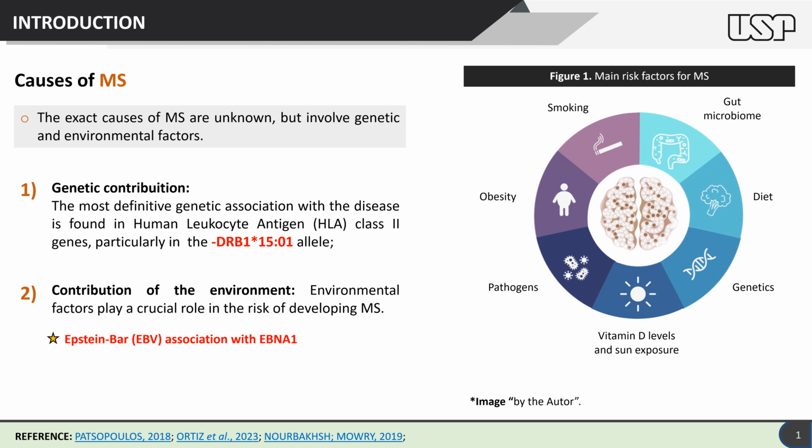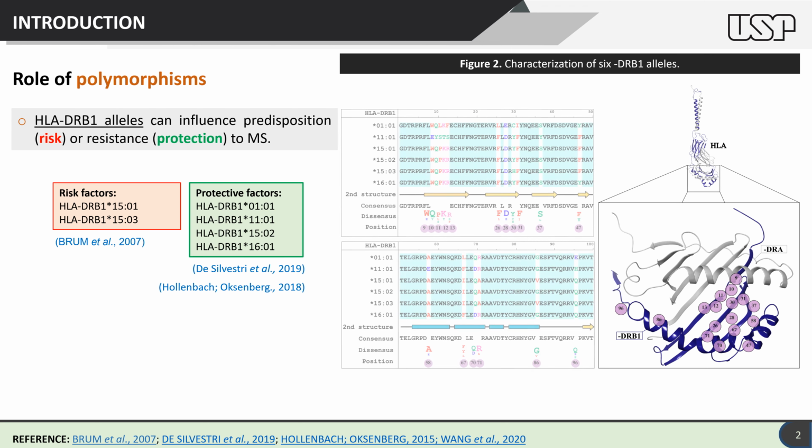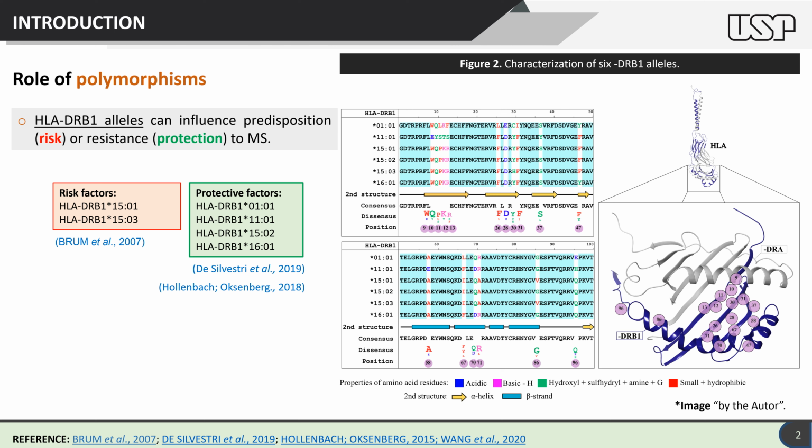Among these factors, the Epstein-Barr virus, EBV, is particularly notable as it has been shown that almost all multiple sclerosis patients had prior contact with EBV. It is believed that viral antigens for EBV, such as one of its proteins, EBNA1, may act as triggers for multiple sclerosis. Focused on genetic factors, our research group is investigating HLA-DRB1 alleles, a highly polymorphic protein.